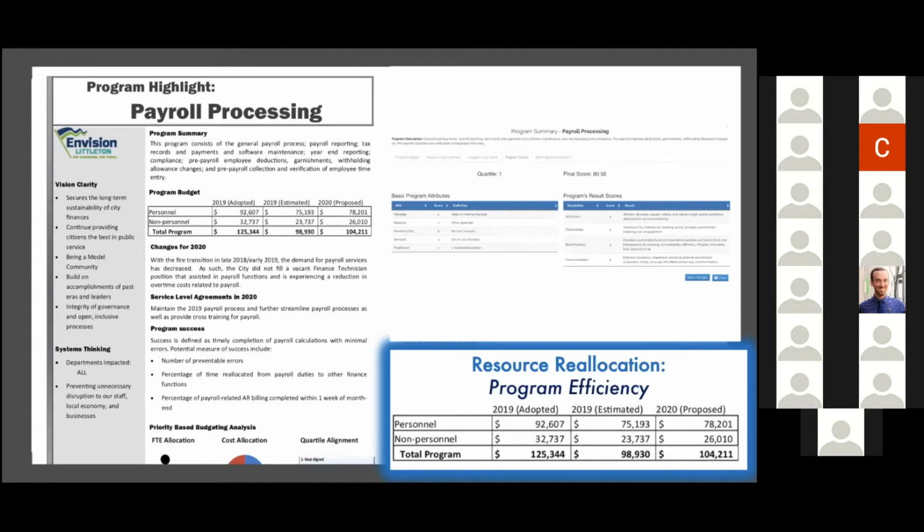As you see this, hopefully you can see that it's a shift, not focusing in on line item budget requests, but communicating those line item budget requests within the overall context of a program, in this case, payroll processing. This is what program budgeting can look like.